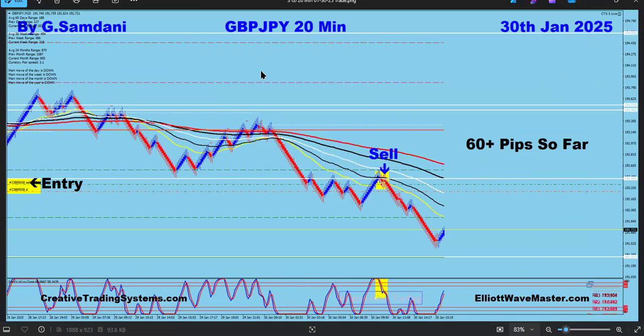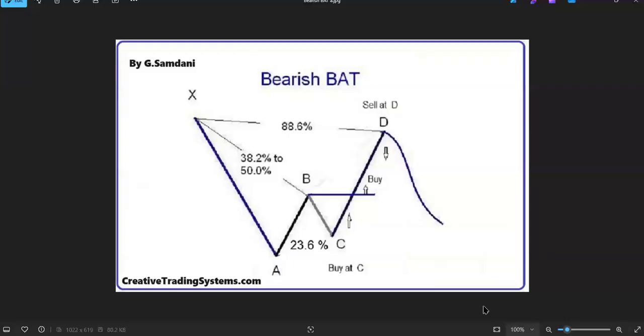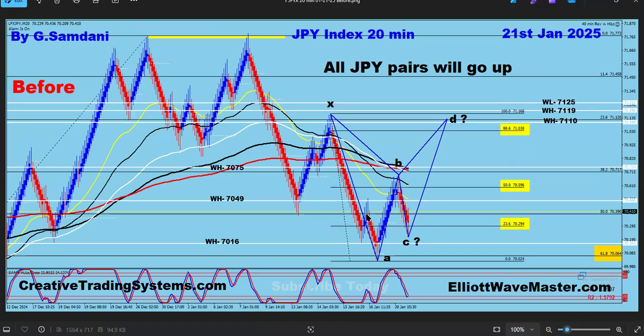Let me show you another example of harmonic pattern. For example, I have another one. I see this diagram. It says bearish bad pattern, right? So many other different patterns, but this one I located in the yen index the other day, right? This is the one. See that X, A, B, C, D. I said bouncing from the 23% line, it will go up here. And what will happen to all yen pairs if it goes from here to here? All yen pairs will go up, right? So so far so good.